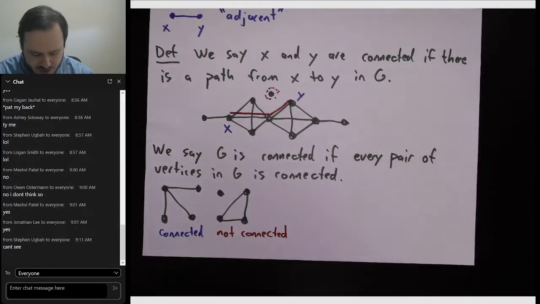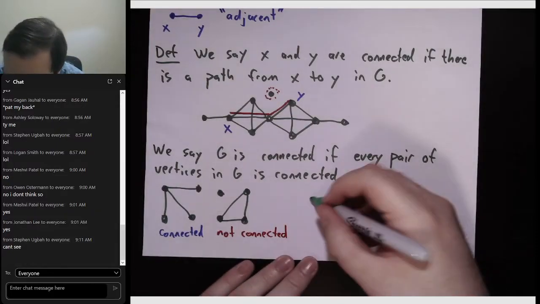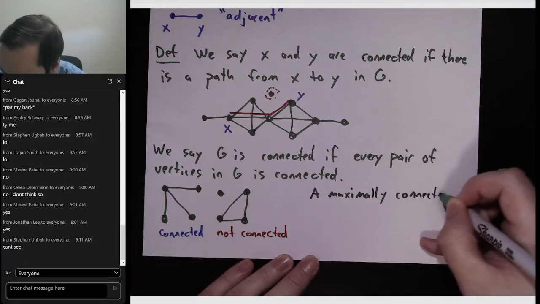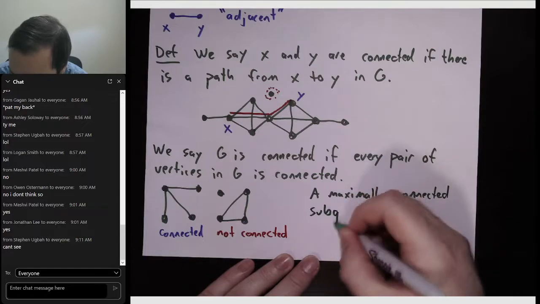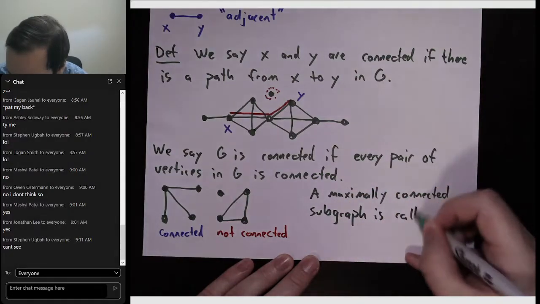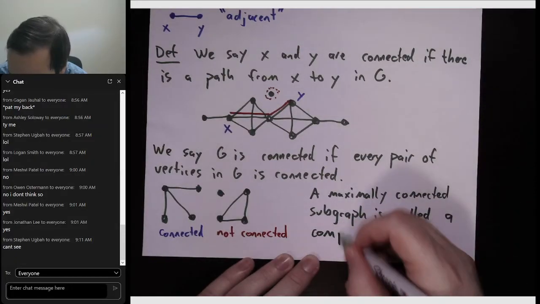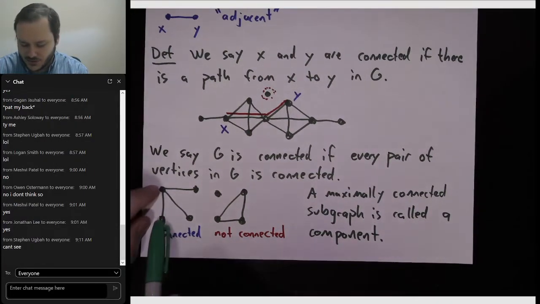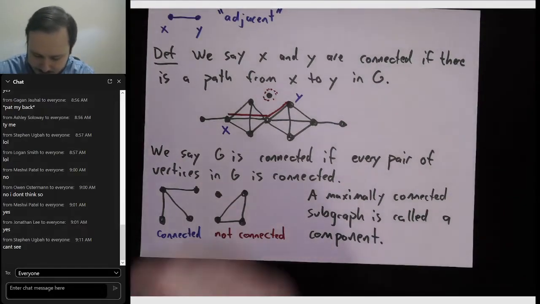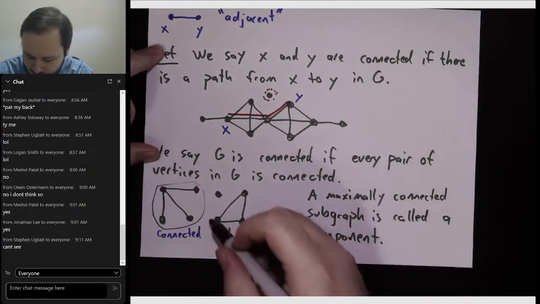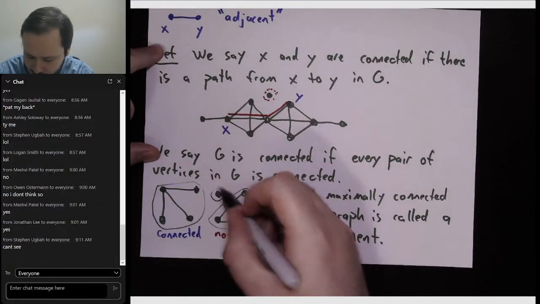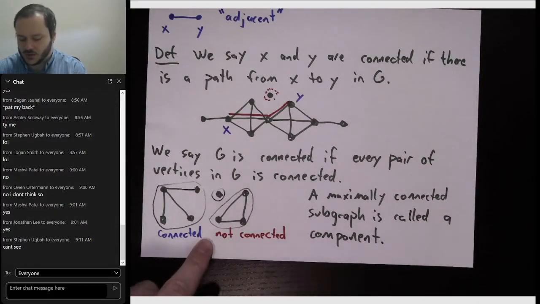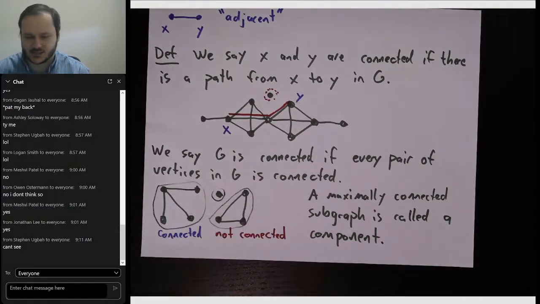And one more definition: a maximally connected subgraph is called a component. So this graph has one component. This graph has two components. If I just took these two vertices, that's not a component because I can add in this other vertex and it's still connected to everything.